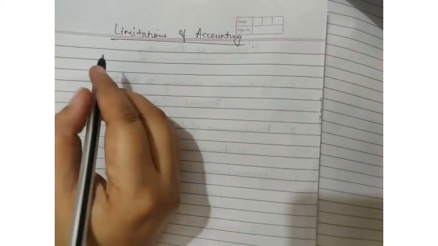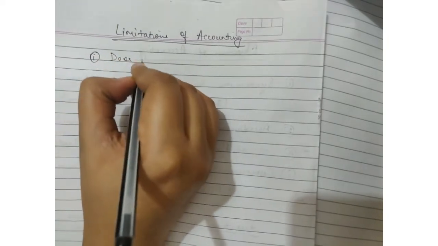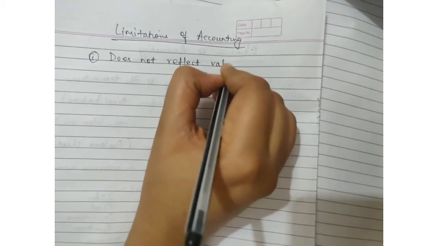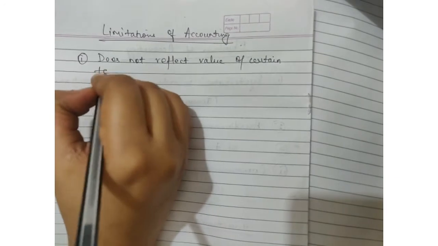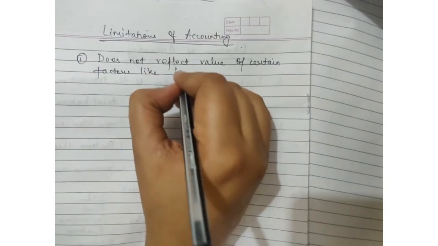value of certain factors like loyalty, skills of the persons. These are qualitative aspects which cannot be expressed in the terms of money, and therefore the balance sheets and PL does not reflect the value of these elements. So first, it does not reflect value of certain factors like loyalty and skills.